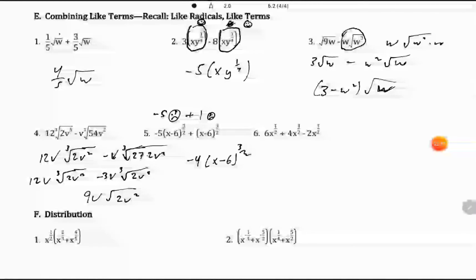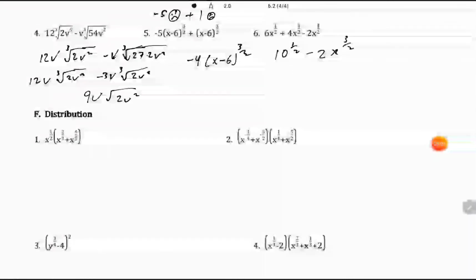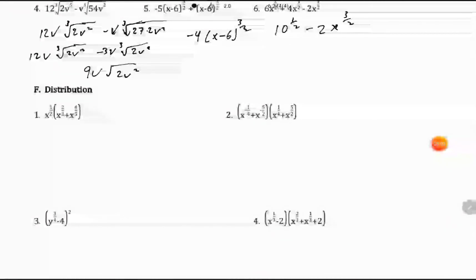6 apples plus 4 apples minus 2 something different. Okay, so this is what we do. We add like terms. We have 10 apples here. And then minus 2 oranges. See? Well, it can only add like terms. Distribution.